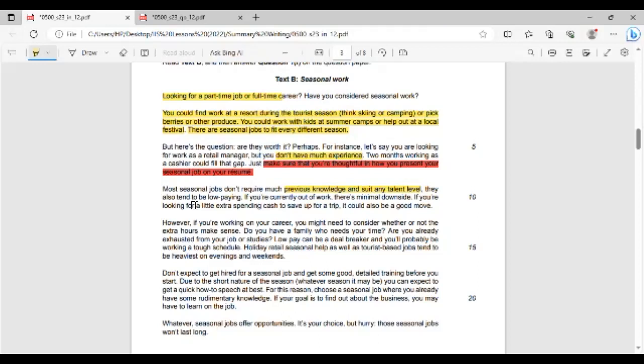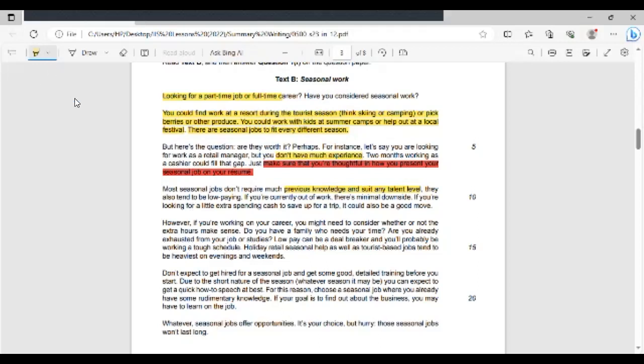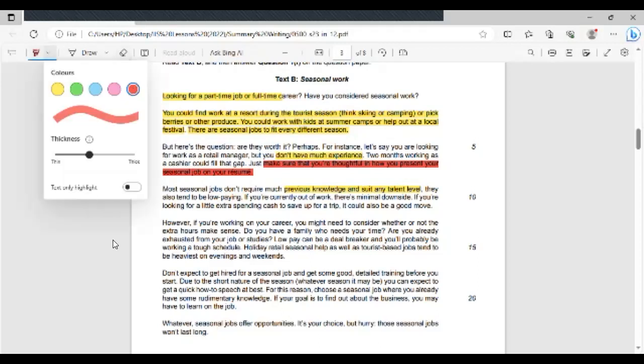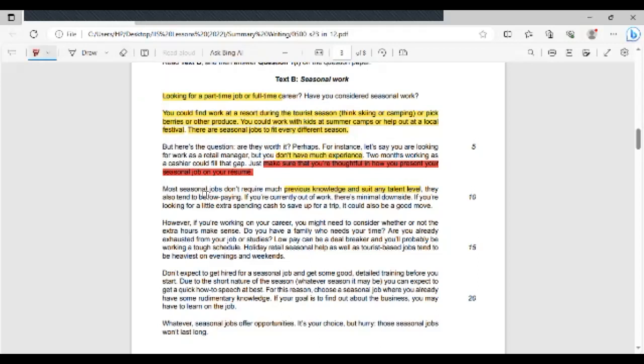That's an advantage. They also tend to be low paying. Now, this is an explicit disadvantage. So seasonal jobs are low paying. Seasonal jobs pay ridiculous amounts. Seasonal jobs are exploitative. So they are low pay. All right, let's move on.